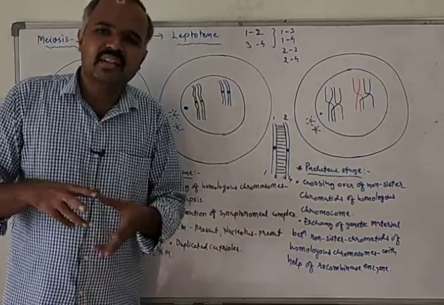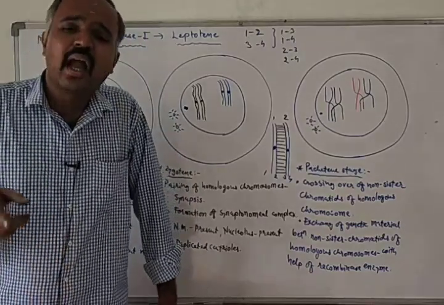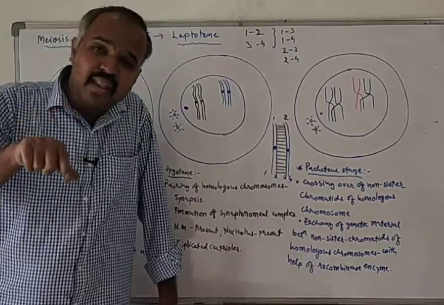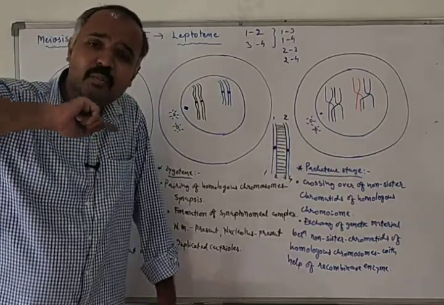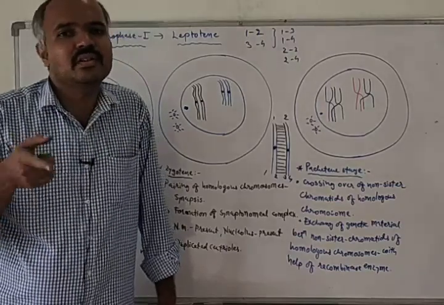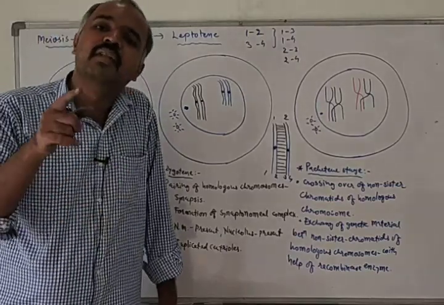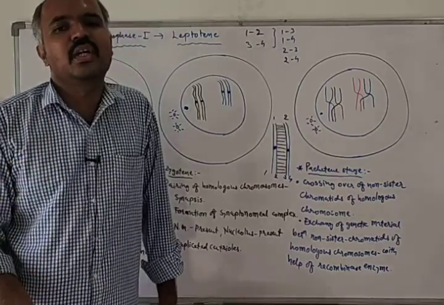So there will be exchange of the genetic material between the non-sister chromatids of the homologous chromosome, and before that there will be crossing over. First there will be crossing over between the non-sister chromatids of the homologous chromosome, and then there will be exchange of the genetic material with the help of recombinase enzyme, and this process is known as recombination.